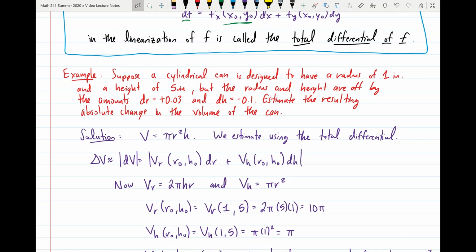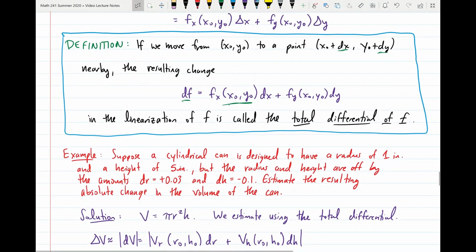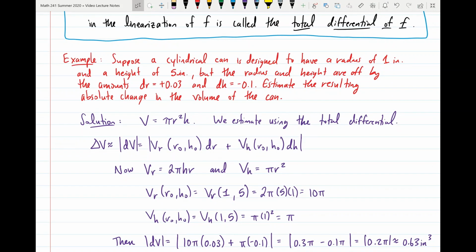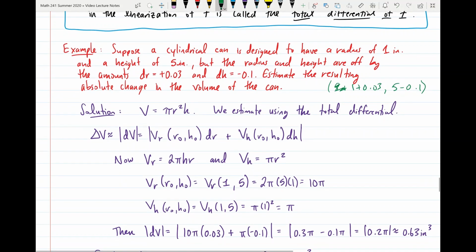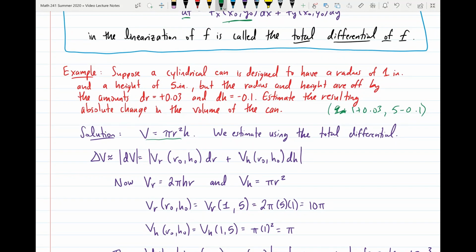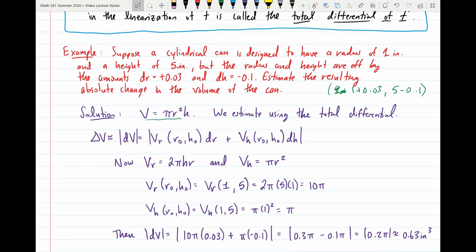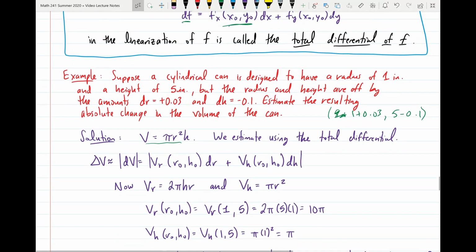To find an estimate for the change in the volume of the can, we're going to use this total differential that we just defined above. If we wanted to find the exact change, then we would take our new point, which would be 1 plus 0.03, and 5 minus 0.1, and plug it into the equation for volume, and then subtract the volume when the radius is 1 inch and the height is 5 inches. But let's say that this calculation is relatively difficult to do and we just want an approximation. So we're going to use the total differential from above.